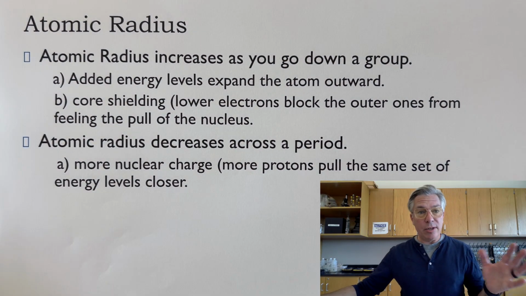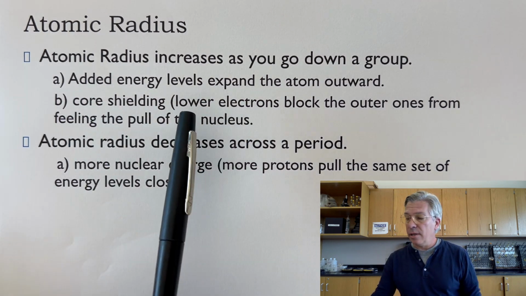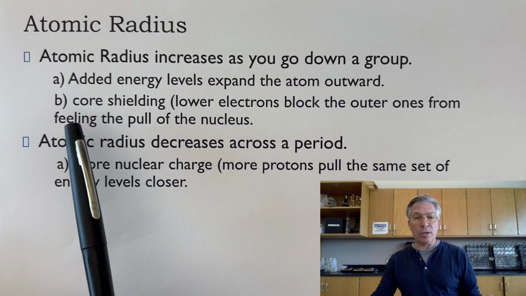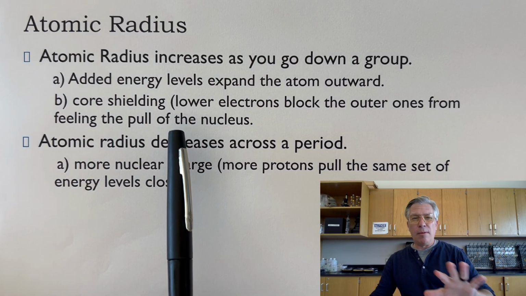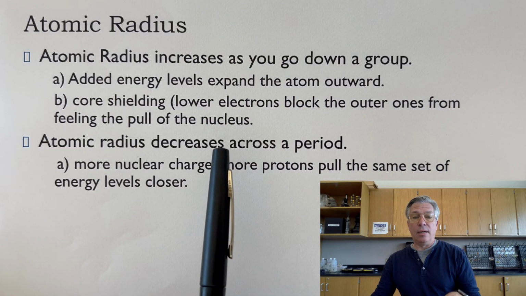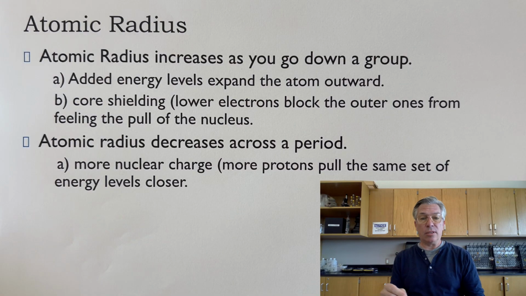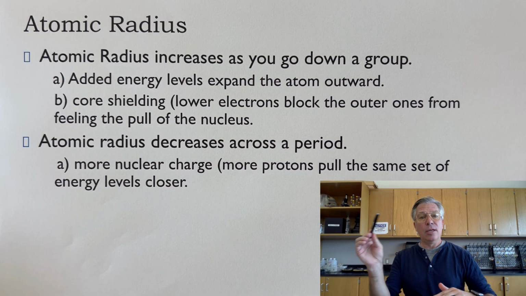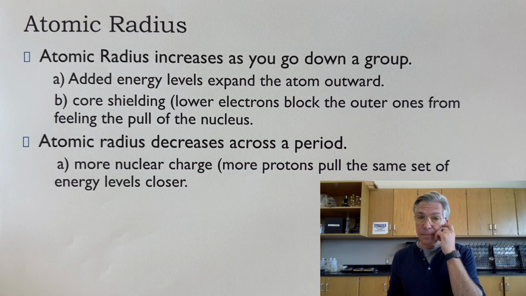So you may want to pause the video if you need to write this down. Atomic radius increases as you go down a group because the added energy levels expand the atom outward. And also, there's something called core shielding. The lower electrons sort of block the pull from the nucleus, because those outer electrons are actually repelled by the middle electrons or the lower electrons. So there's a little bit of shielding going on there. So the outer electrons can kind of stray a little bit farther from the nucleus.